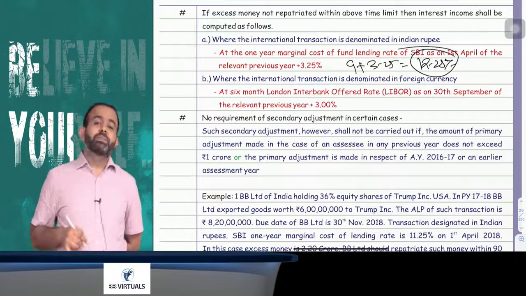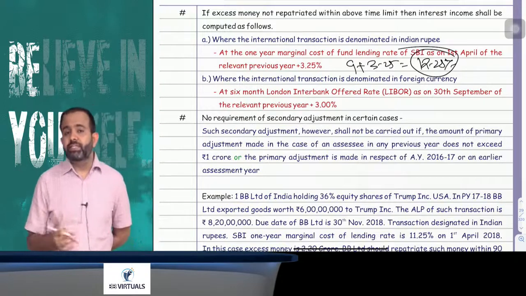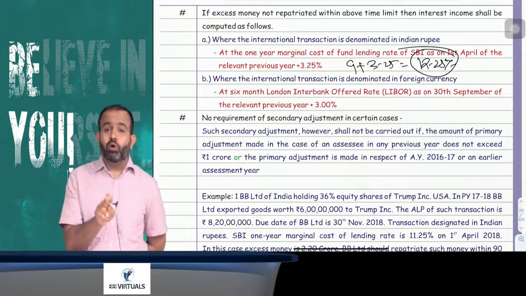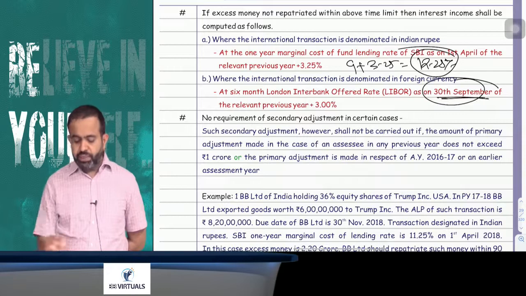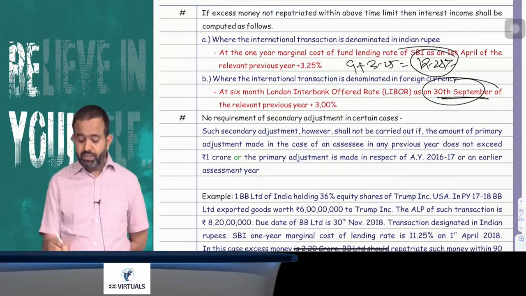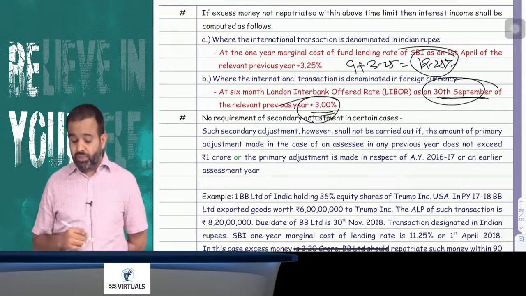Yes. But suppose the transaction was denominated in foreign currency, in that case you have to take the LIBOR of 30th September of the previous year. LIBOR as on 30th September of the previous year plus 3%. You got my point or not?